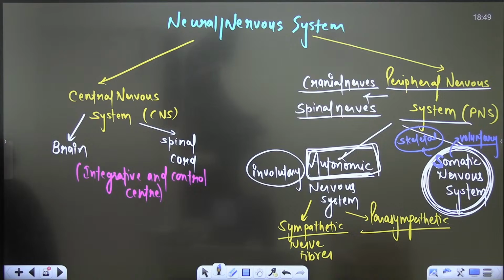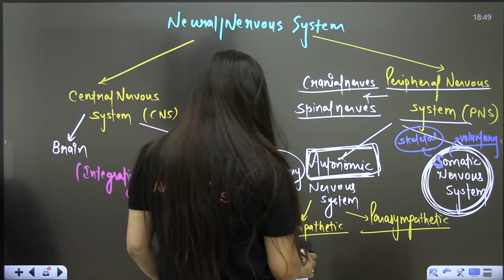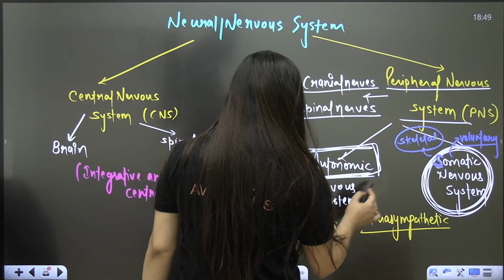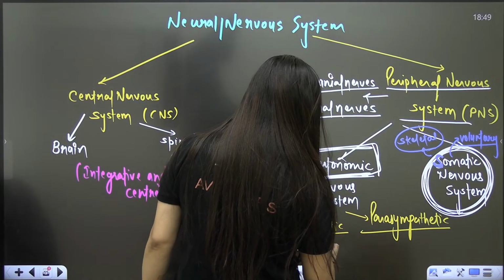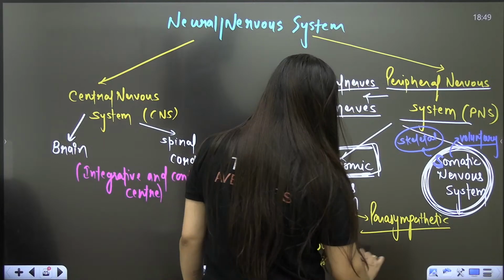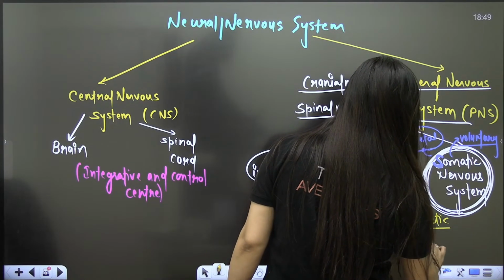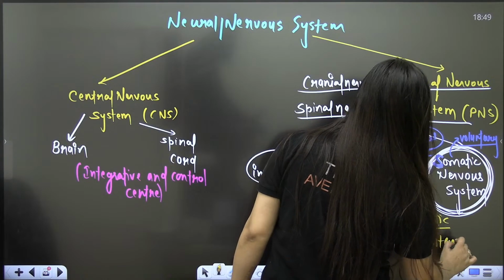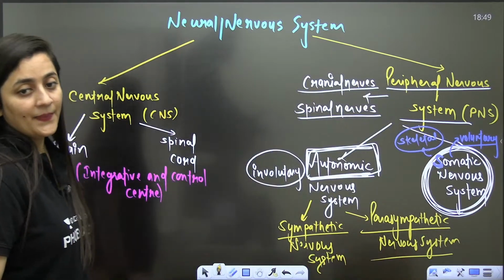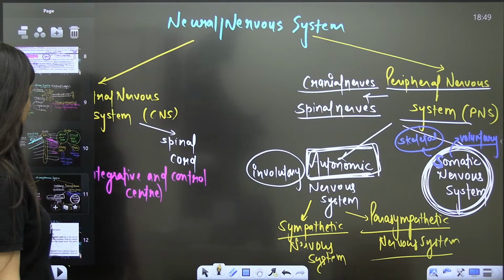Somatic is for voluntary activities, autonomic is for involuntary activities. So there will be the sympathetic nervous system and this one is the parasympathetic nervous system. Is that clear? That's what you need to keep in your mind. That's how we divide it.